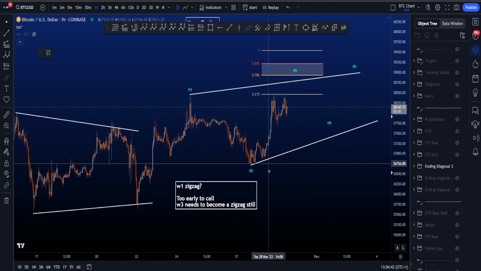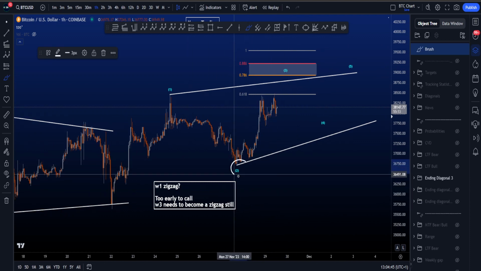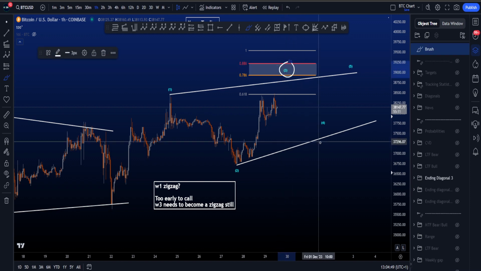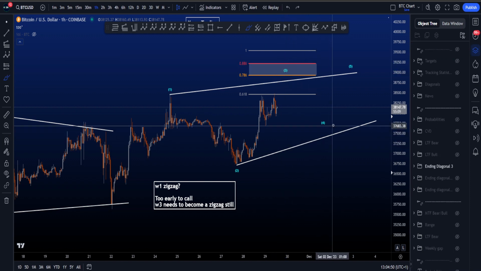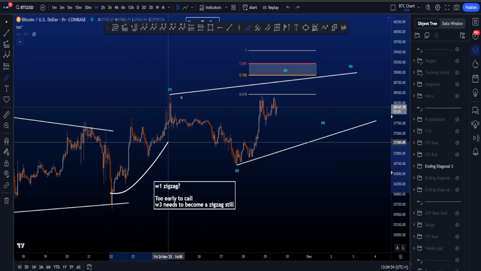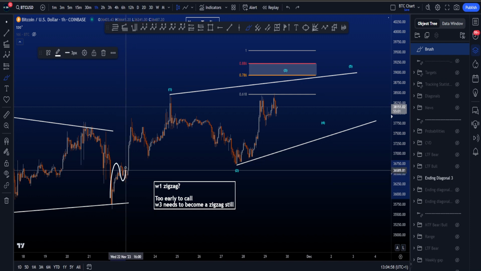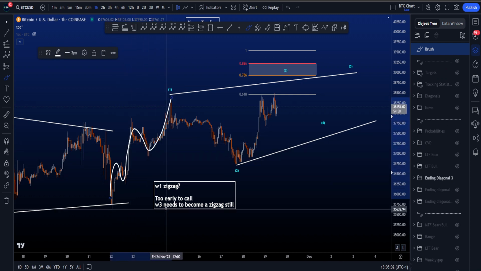Now, first of all, it is very, very early to call this diagonal at the moment, as only your wave 2 is in and you don't even have a wave 3. Usually I would only look for diagonals once you have a wave 4 in and finished. And also this wave 1 has to be a zigzag.